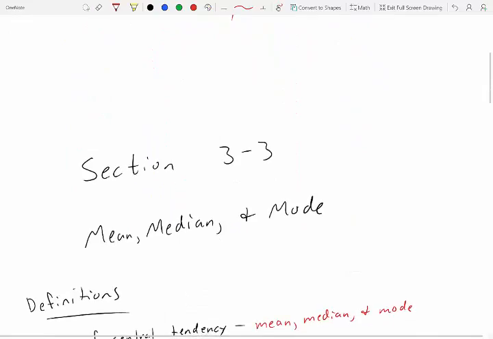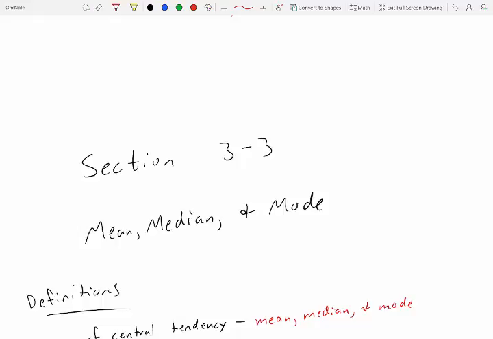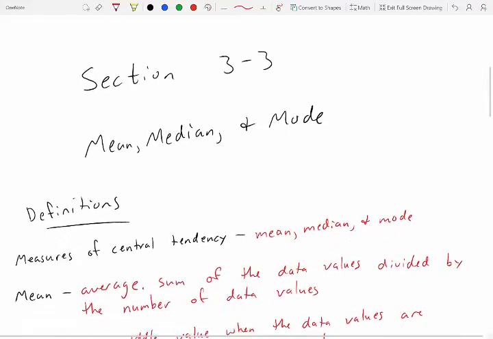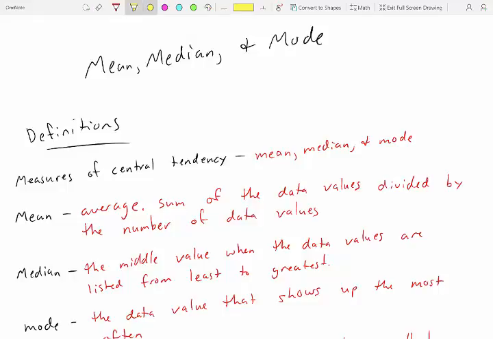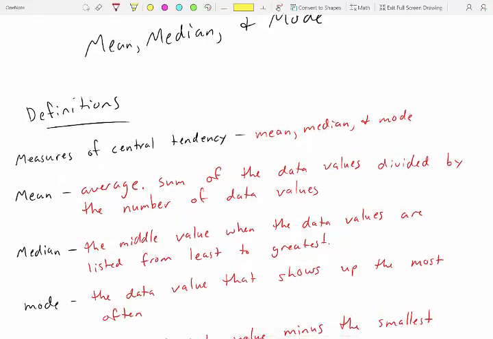Today we're going to do section 3-3, mean, median, and mode. So first off, we have to start with some definitions. Measures of central tendency. It's your mean, median, and mode. So it's what the title is.